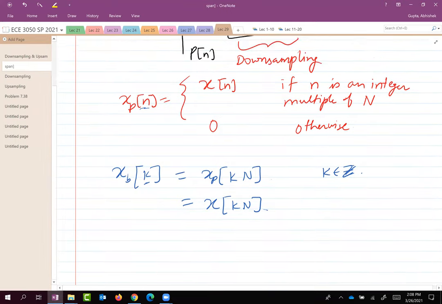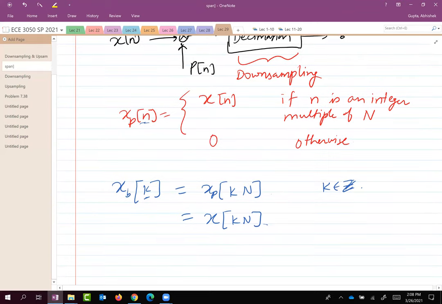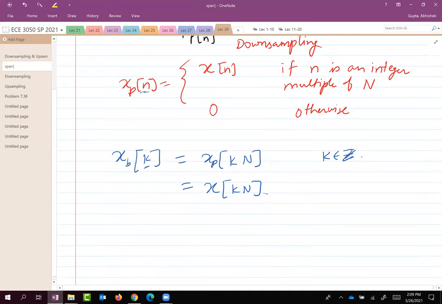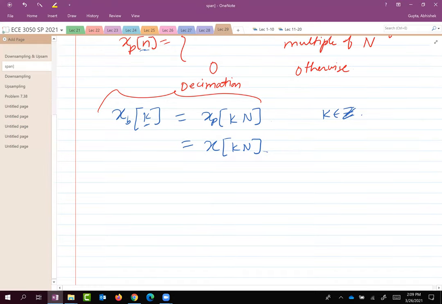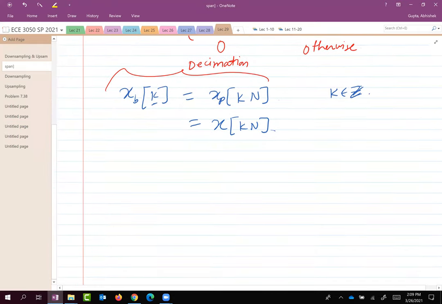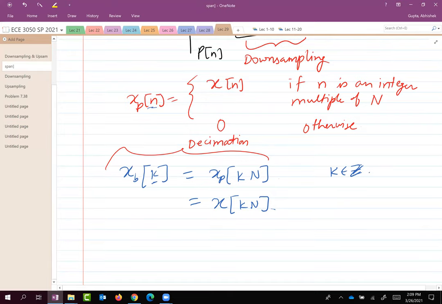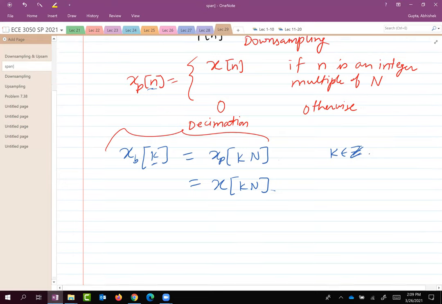Okay. Any other questions so far? So this process is known as decimation. This is the decimation process. Now let's look at what's happening. So this is the decimation process in the time signal domain, the time domain. So let's look at what's happening in the frequency domain.